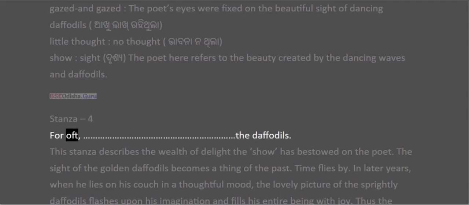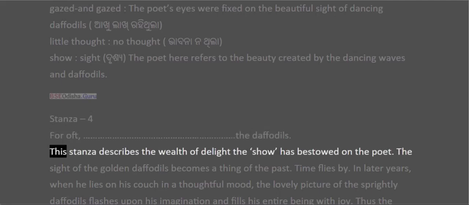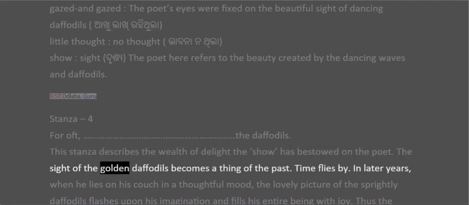Stanza 4. For oft, the daffodils. This stanza describes the wealth of delight the show has bestowed on the poet. The sight of the golden daffodils becomes a thing of the past.